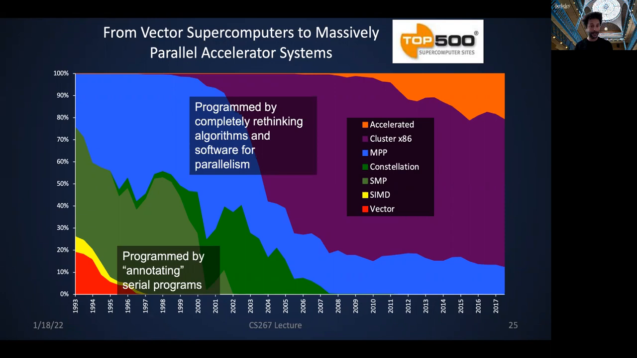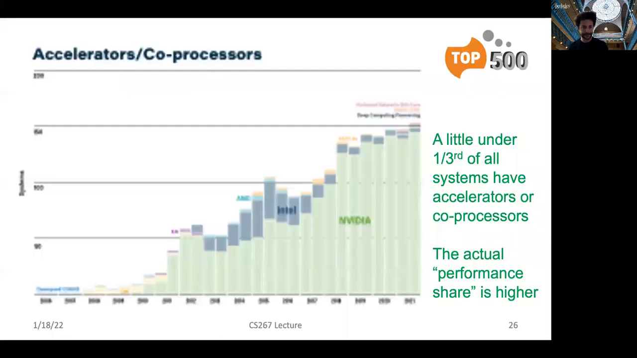Nowadays, though, almost all parallel computing is done by rethinking algorithms and software. Because of the clusters, the domination of this whole era, relying on a compiler no longer works, and almost everybody writes their algorithms and parallelizes them by rethinking the process from scratch.